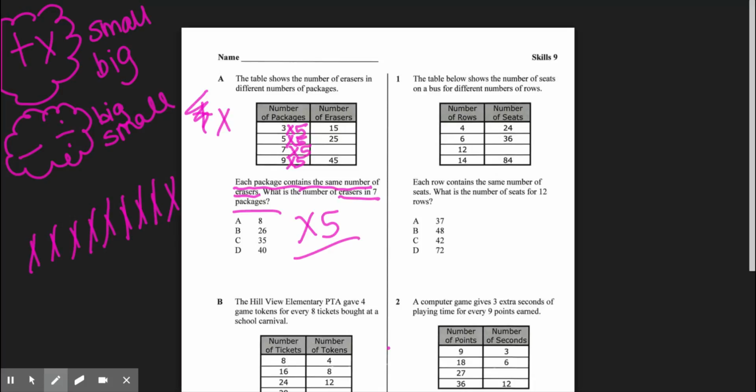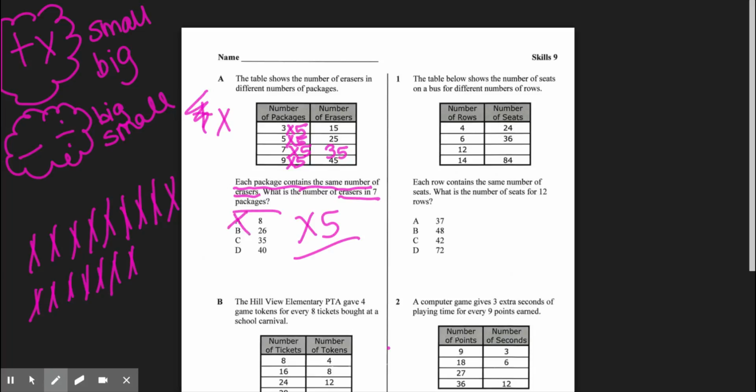So now we're going to do 7 times 5 to figure out what the number of erasers is in 7 packages. So we could even do 7 lines down here and do just like we did with the 9s. 1, 2, 3, 4, 5, 6, 7. All right. 5, 10, 15, 20, 25, 30, 35. So 7 times 5 is 35.